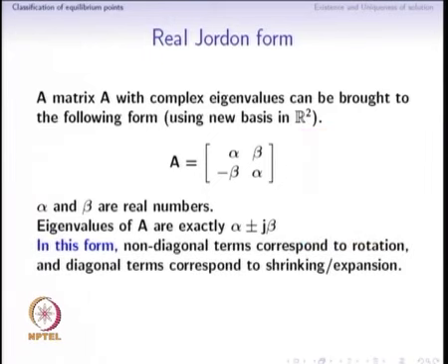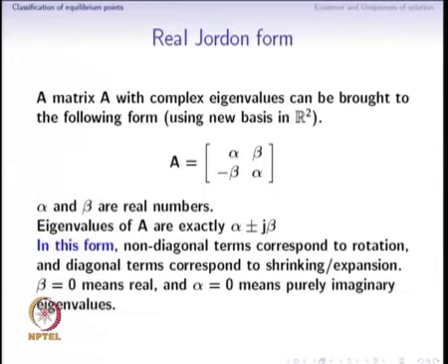So, in this form, the non-diagonal terms beta correspond to rotation and the diagonal terms alpha correspond to whether the trajectories are shrinking or expanding. This is what we will like to emphasize for the next few lectures. Also, beta equal to 0 means that the two eigenvalues are real, and alpha equal to 0 means that the two eigenvalues are purely imaginary. They are plus minus j beta.